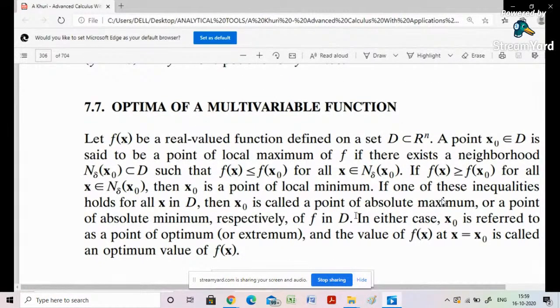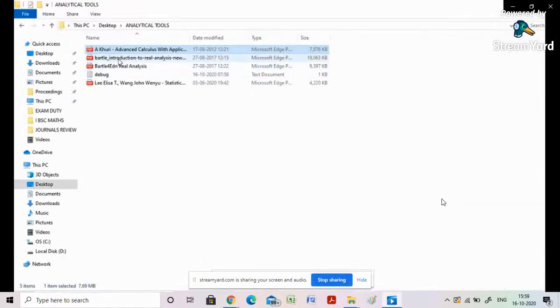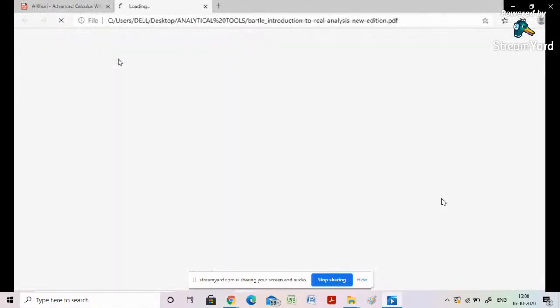Now we move to the next section. Before that, I will show you the maximum minimum result in the book of Bartley. I think you might have studied the maximum minimum conditions, the maxima minima theorem, everything in the univariate case. Maximum minimum theorem. Yes.